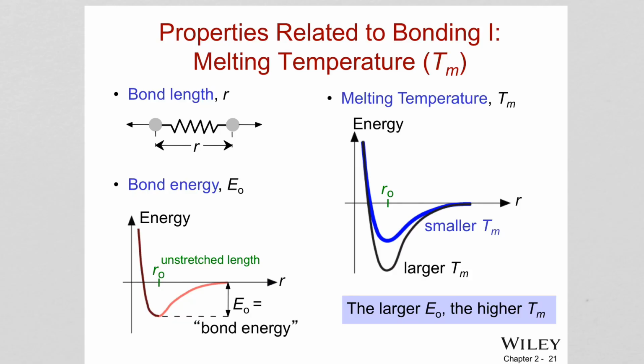We just discussed this, and this is a summary of how the properties are related to the bonding. One of them is melting point. Basically, the larger the bond energy E0, the higher the melting point, right? So this part is smaller here compared to this. So the material represented with this curve will have a larger melting temperature, larger melting point.